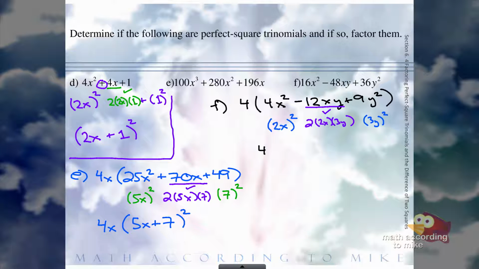The 4 that we factored out stays right where it is. Our a is 2x. Keep this sign. So now minus. Our b is 3y. Quantity squared. So that trinomial factors as 4 times the quantity 2x minus 3y, squared.